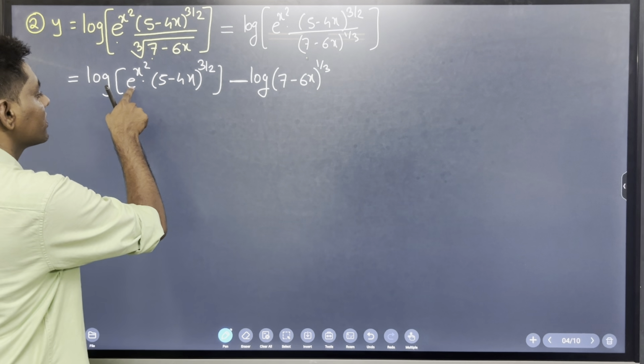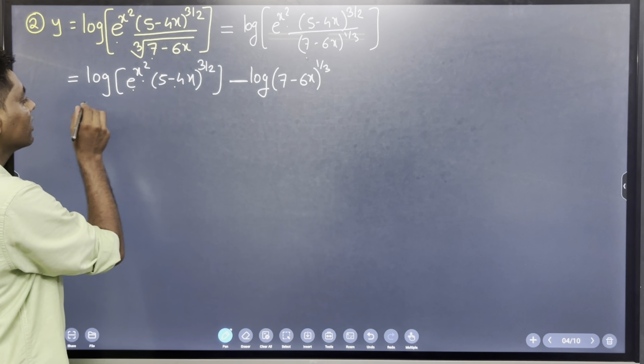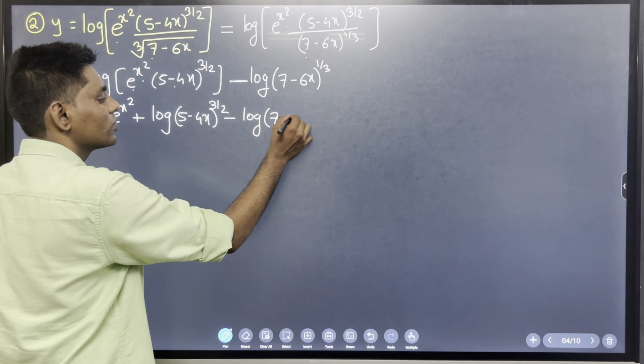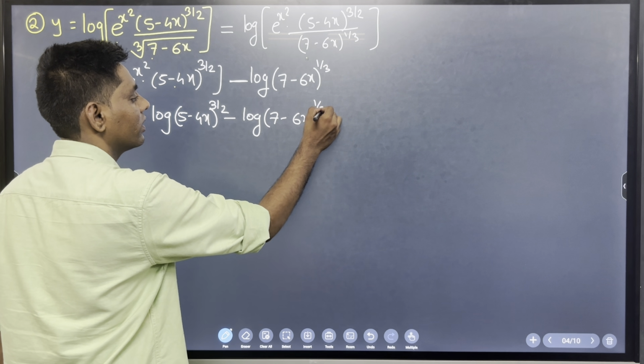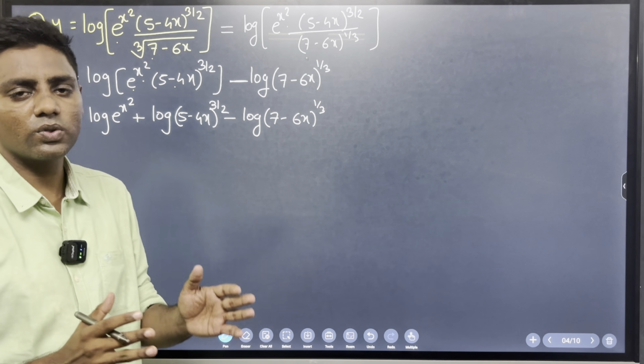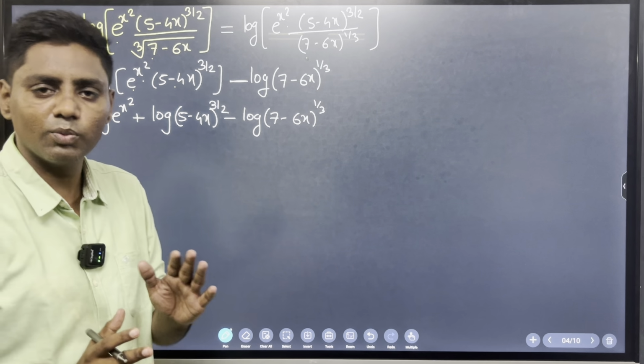After that, this is the m and n, so apply log of m into n; the property is log of m plus log of n. By using this property we apply here, and now we get the next answer, that is log of e raised to x square plus log of 5 minus 4x raised to 3 by 2 minus log of 7 minus 6x raised to 1/3. So here we use both formulas, multiplication and division property.